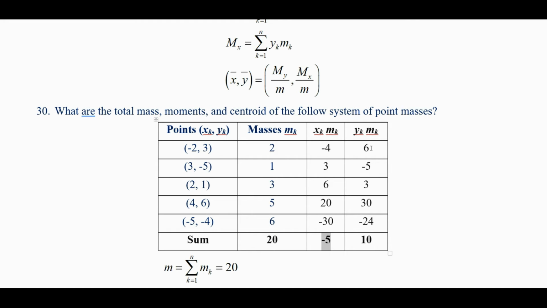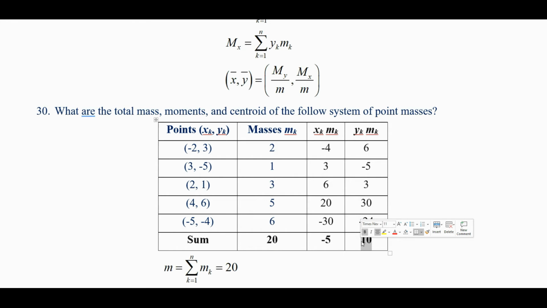3 times negative 4... 3 times 2 is 6. Negative 5 times 1 is negative 5. 1 times 3 is 3. 6 times 5 is 30. And the y here times the mass here, negative 4 times 6 is negative 24. Add those up, we get positive 10.